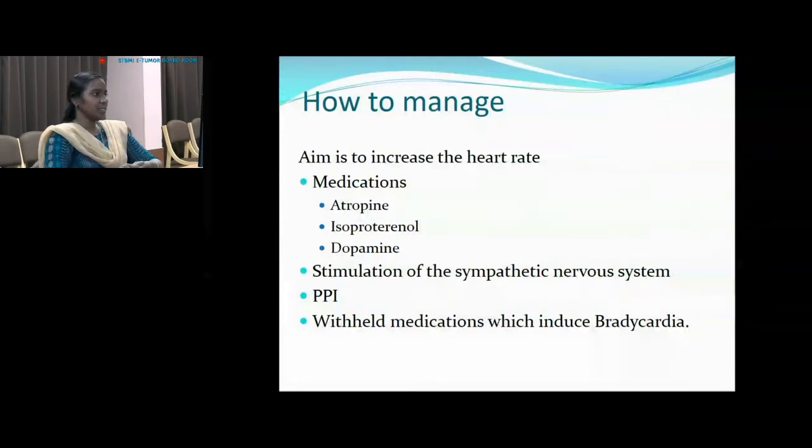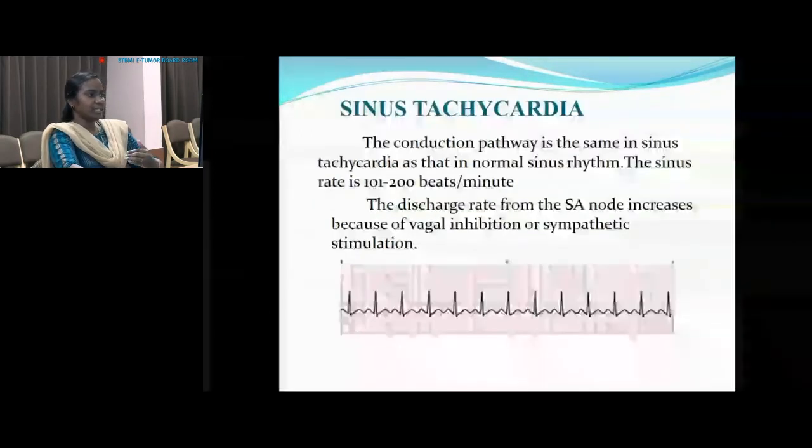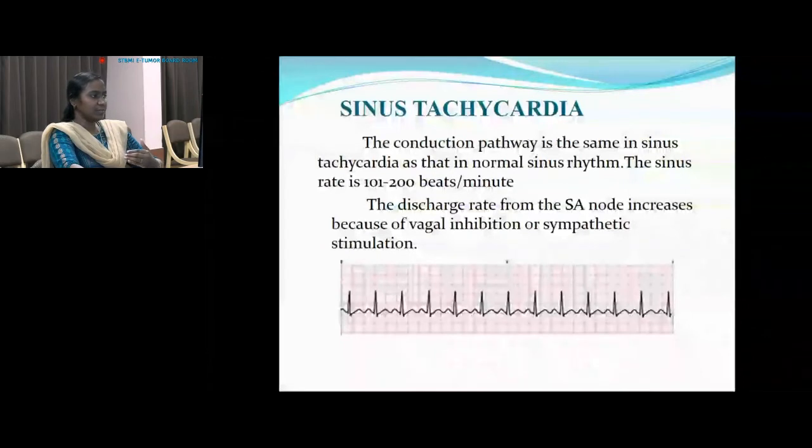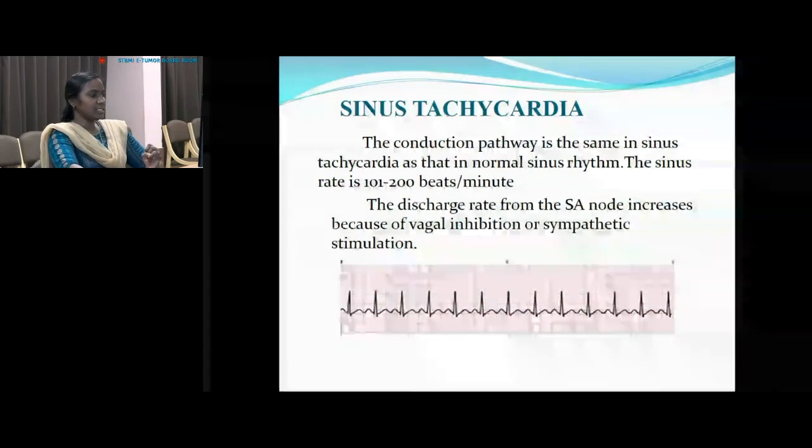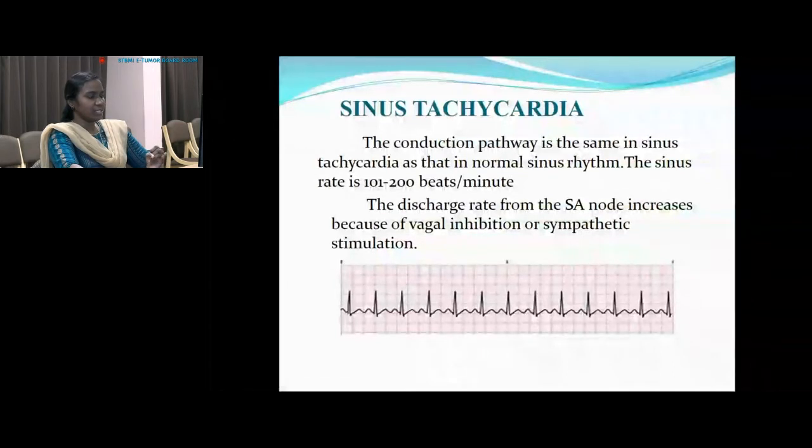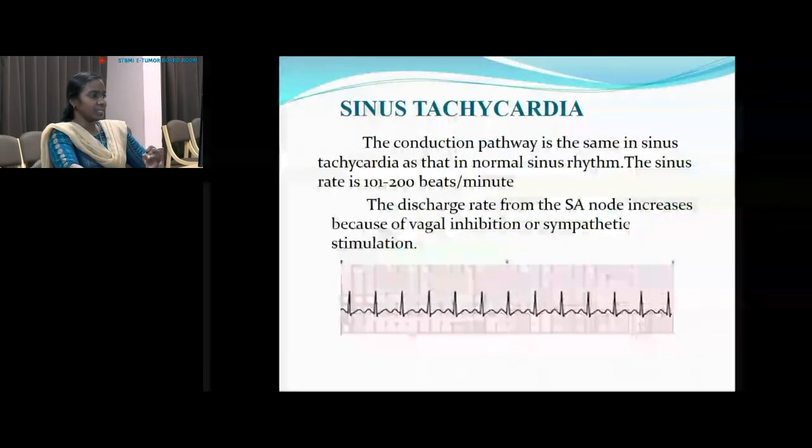Next, sinus tachycardia. The same way, the only thing is the rate will increase, from 101 to 200 beats per minute. Other than that, the rhythm, shape, duration and pattern, everything will be the same as a normal sinus rhythm. The conduction pathway is the same in sinus tachycardia as in normal sinus rhythm. The sinus rate is 101 to 200 beats per minute. The discharge rate from the SA node increases because of vagal inhibition or sympathetic stimulation.